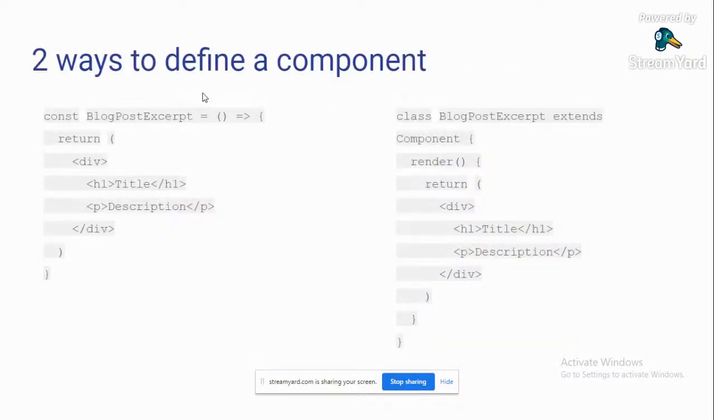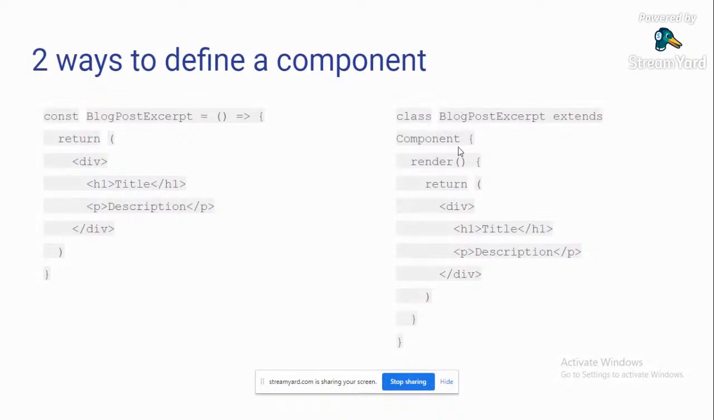So there are two ways to define a component. This is the functional way, and this is a class component. A function component is represented with an arrow function, which is ES6 syntax. I hope you guys are aware of it, and if not, you can search. This is really easy. We take a constant BlogPostExcerpt, convert it into a function, and the function returns an h1 with the title and the description in a p tag.